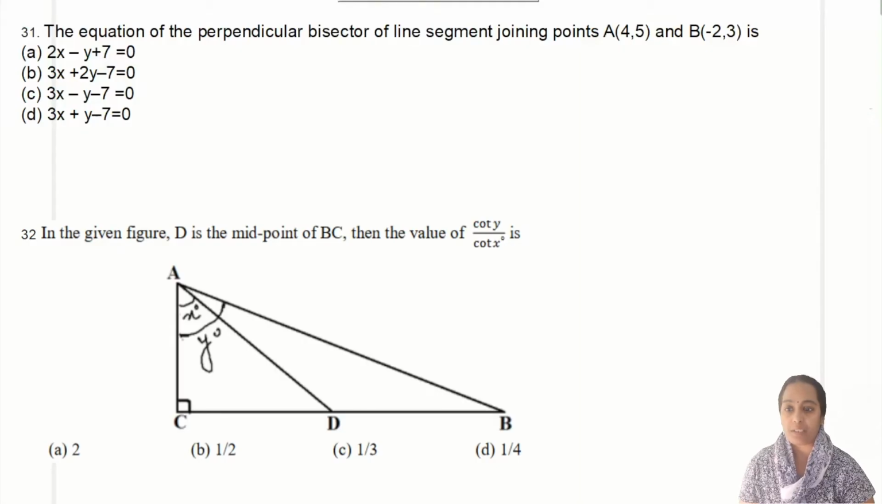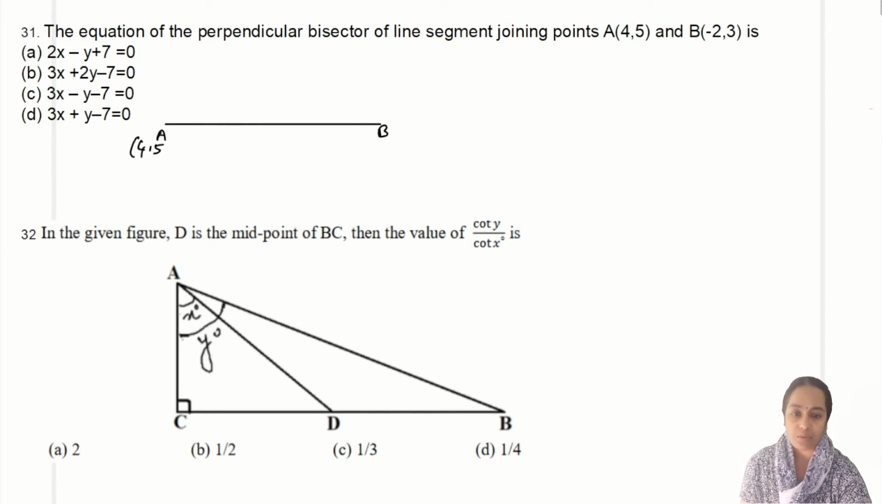Section B, the first question, the 31st question: the equation of the perpendicular bisector of the line segment joining the points. So you have the line segment AB. If I draw the diagram, it will be more clear for you children. So A is 4, 5 here, and B is minus 2, 3 here. The question asked is the equation of the perpendicular bisector of the line segment. So the equation of this line is asked in the question.